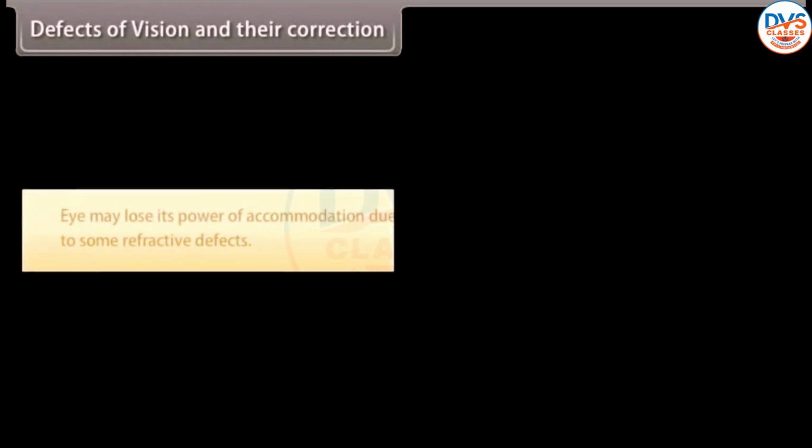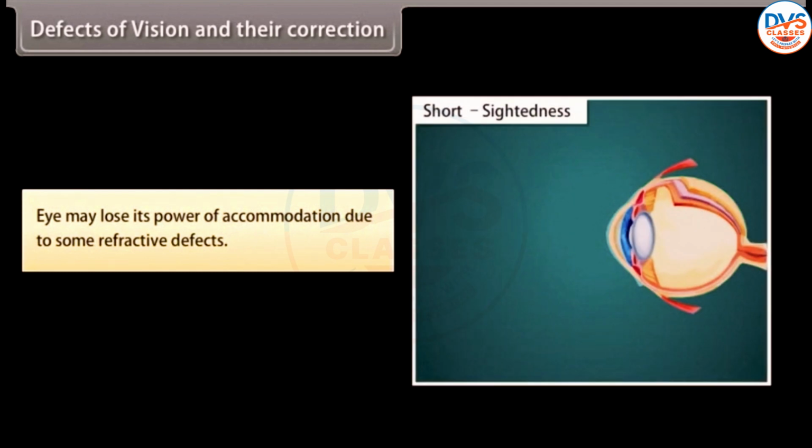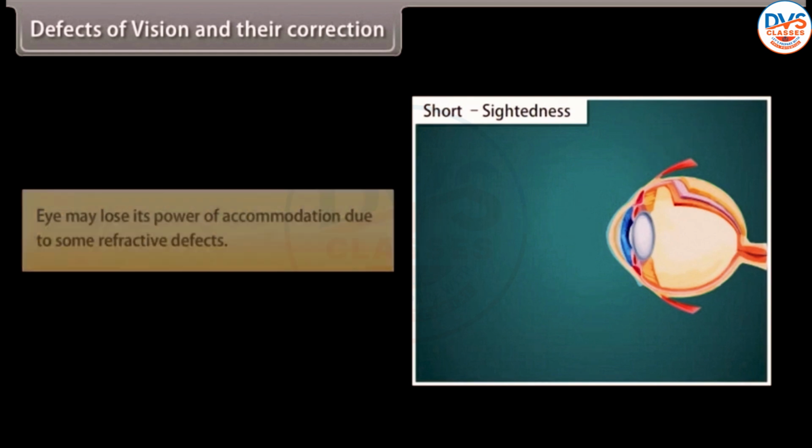Defects of vision and their correction. The eye may lose its power of accommodation due to some refractive defects. There are three such defects.